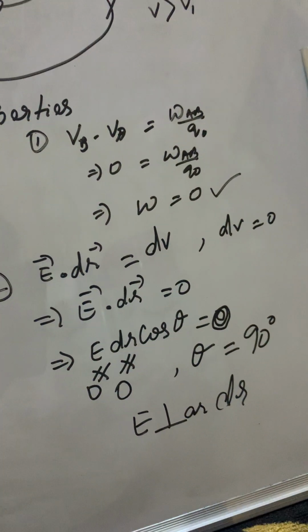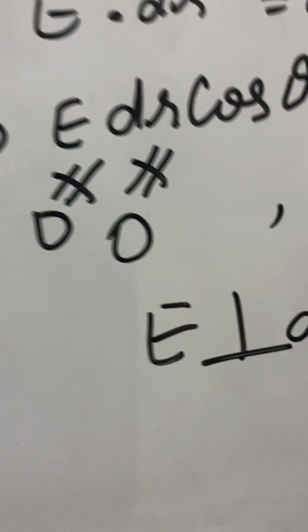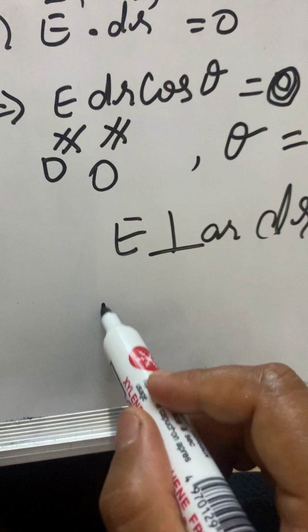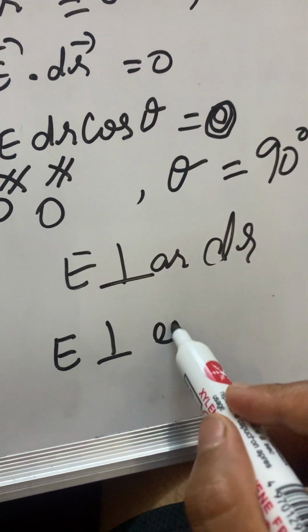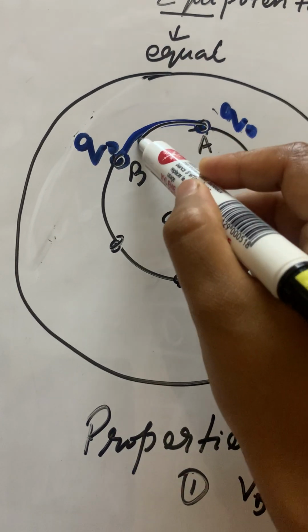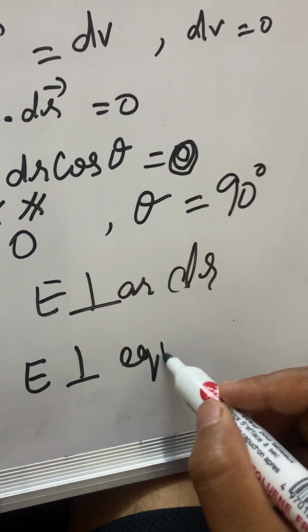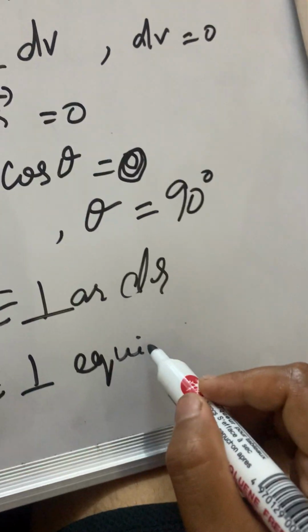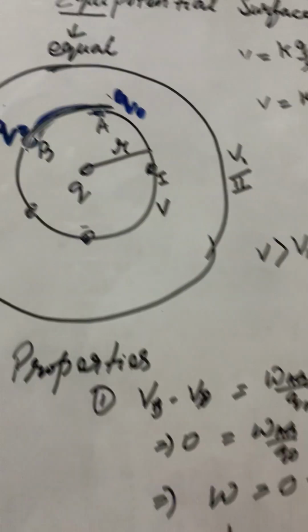Alright, fine. This is very, very important. Point number 2 says the electric field must be perpendicular to what? dr is along the equipotential surface along which the charge has been moved, right? So the electric field must be perpendicular to the equipotential surface.